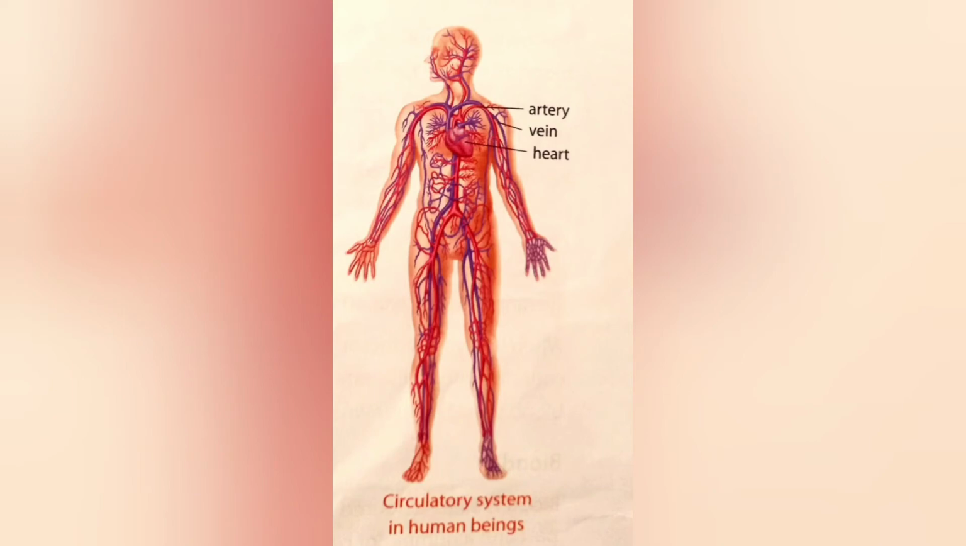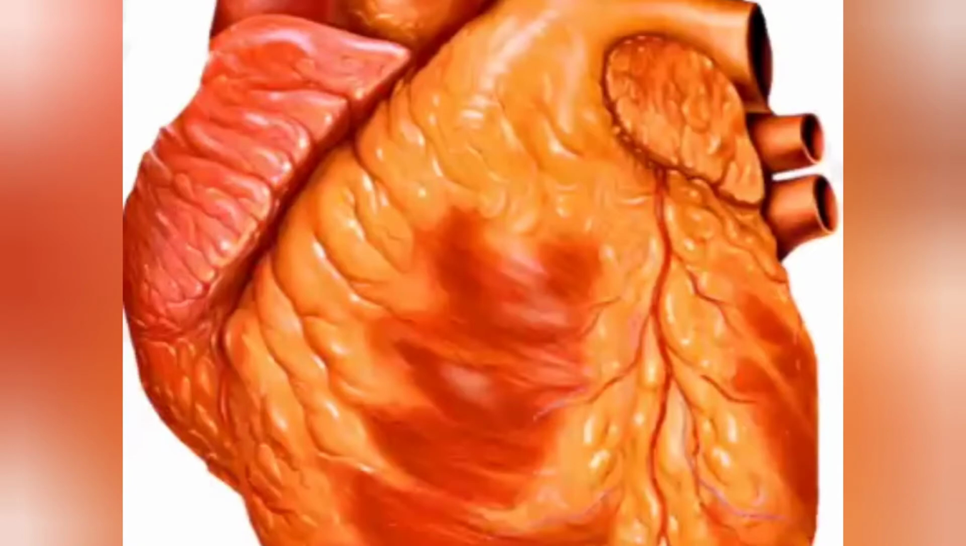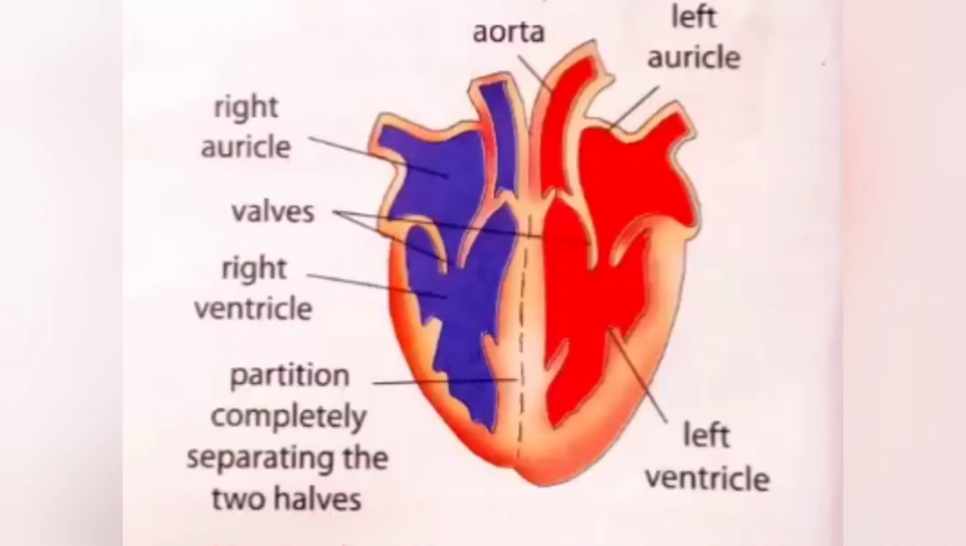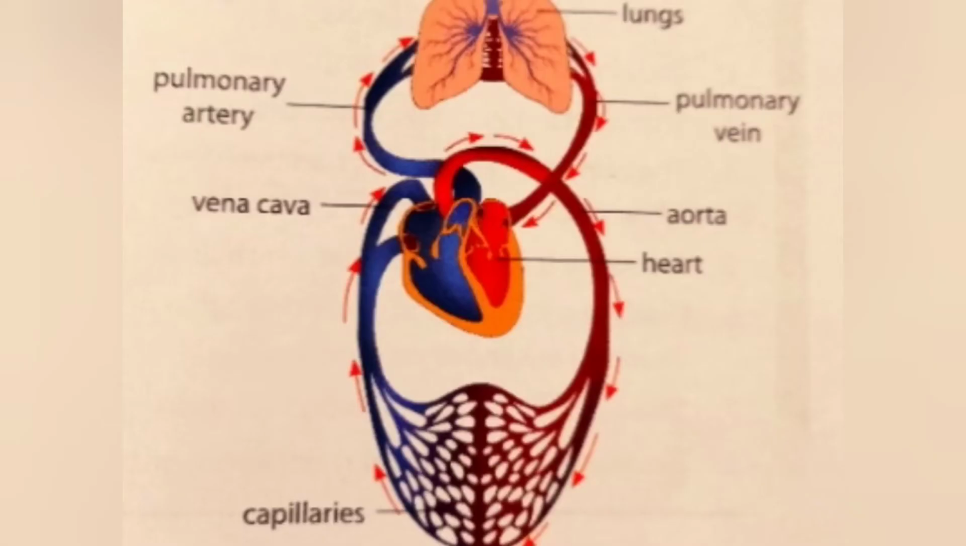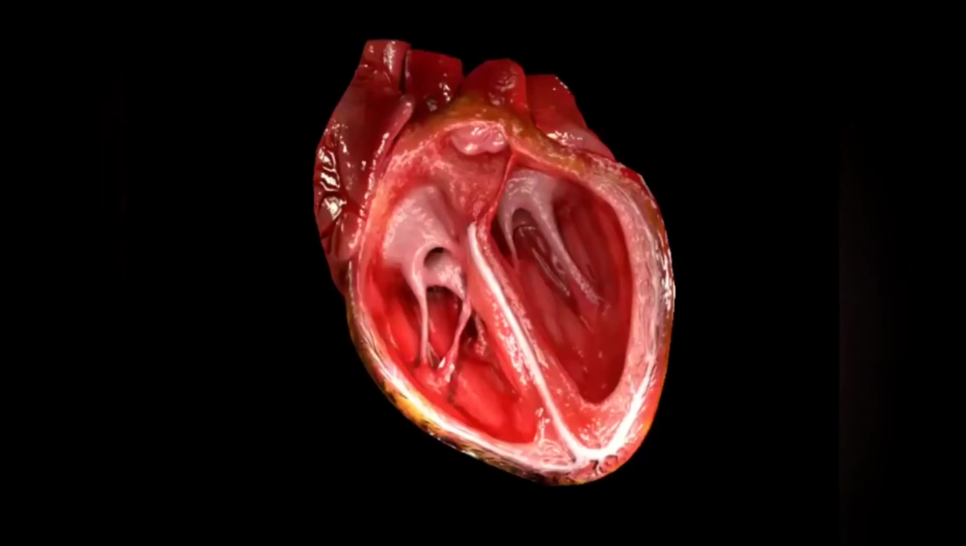The system that helps in the transportation of substances to and from various parts of the body is called the circulatory system. The three main components of the circulatory system are the heart, the blood and the blood vessels. Now, what is the heart?